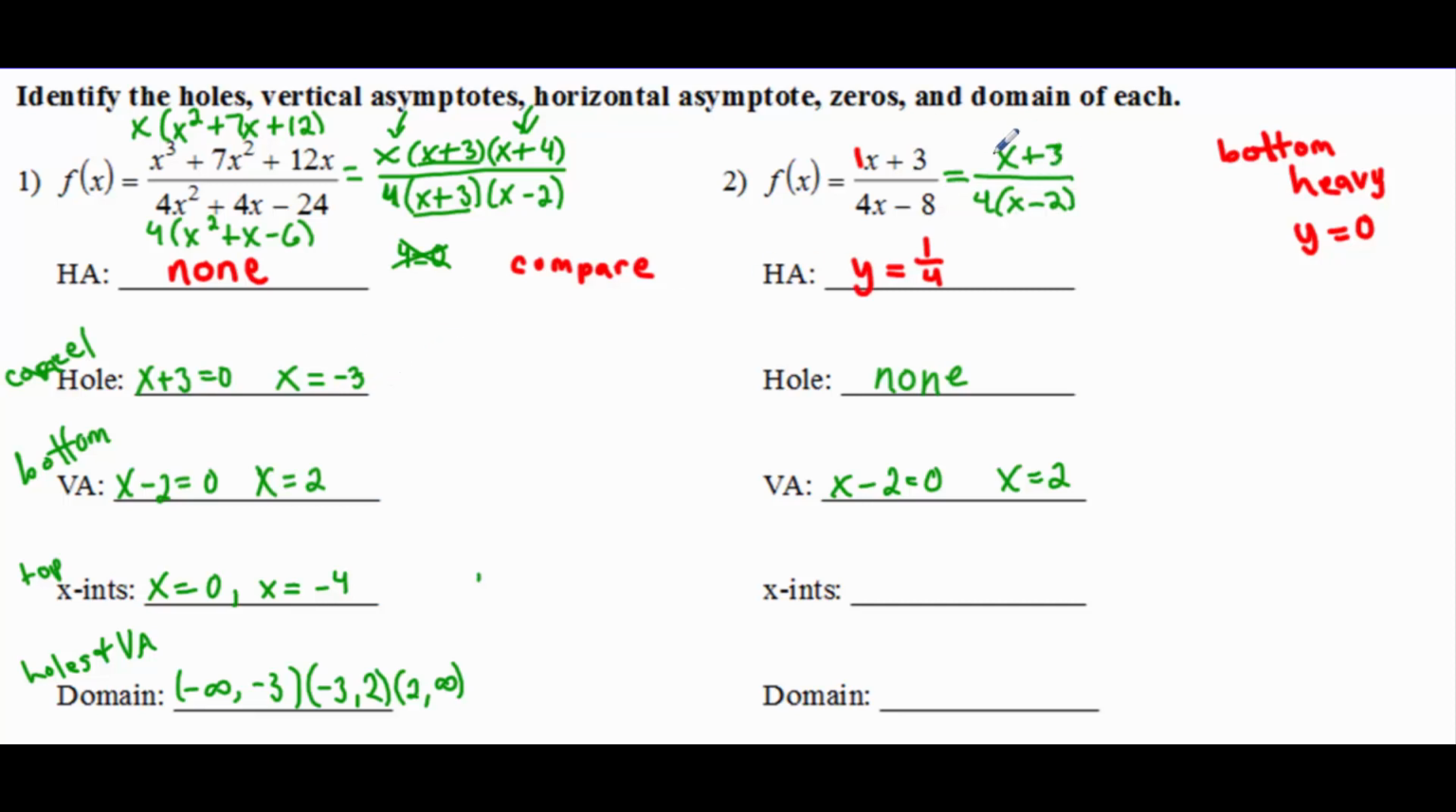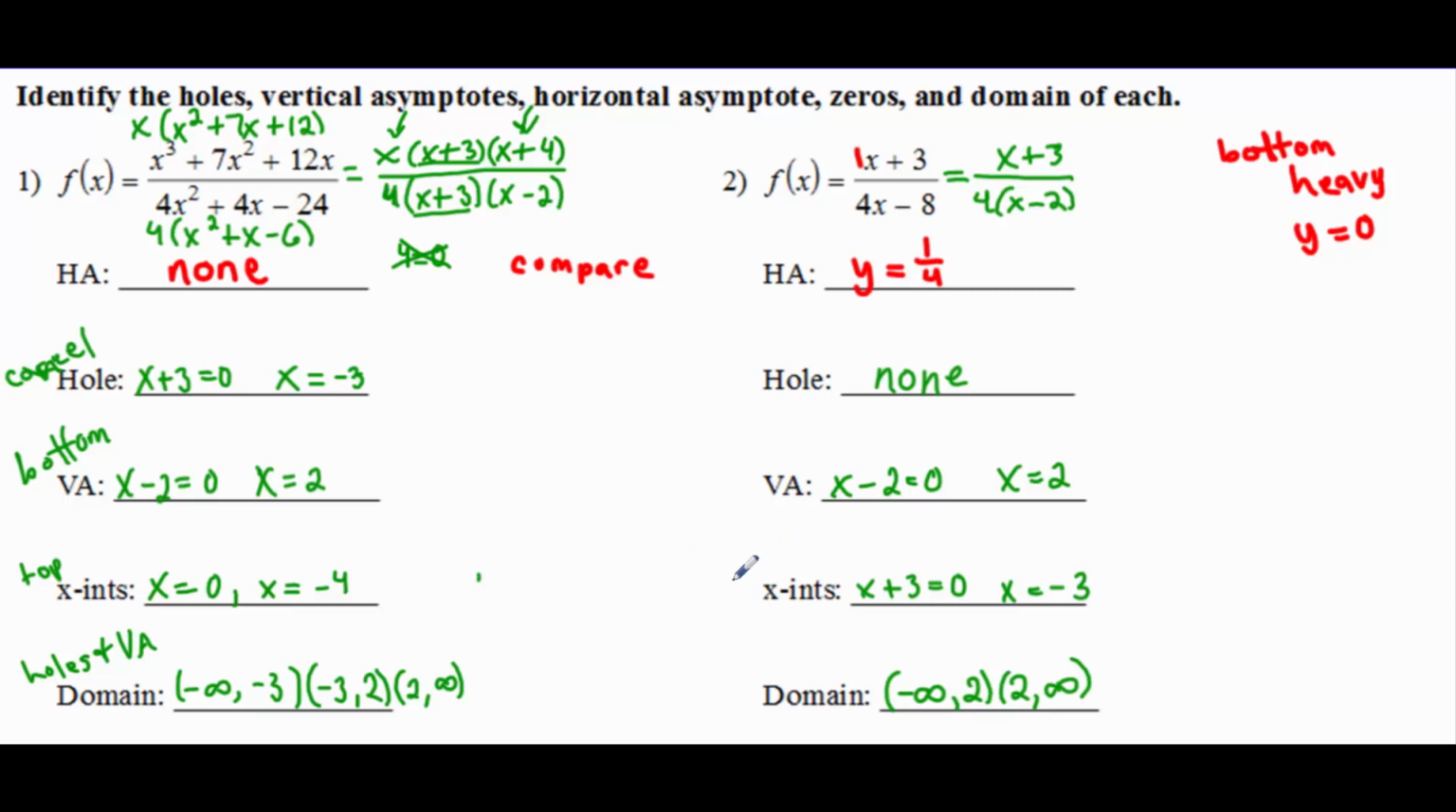The x-intercept is where x plus 3 equals 0, which is at negative 3. This time there's only one number to affect our domain because there's just a vertical asymptote. And so our domain is negative infinity, comma 2, and then 2, comma infinity.